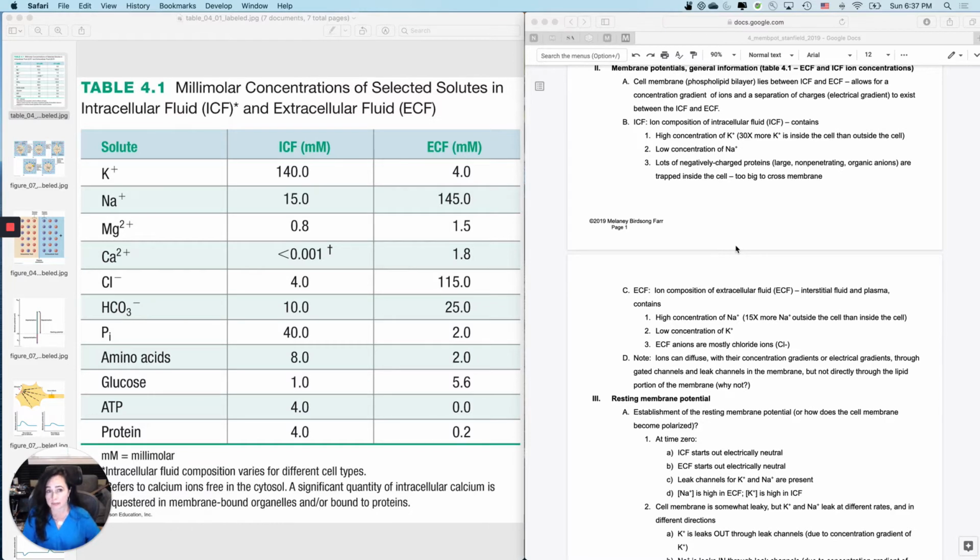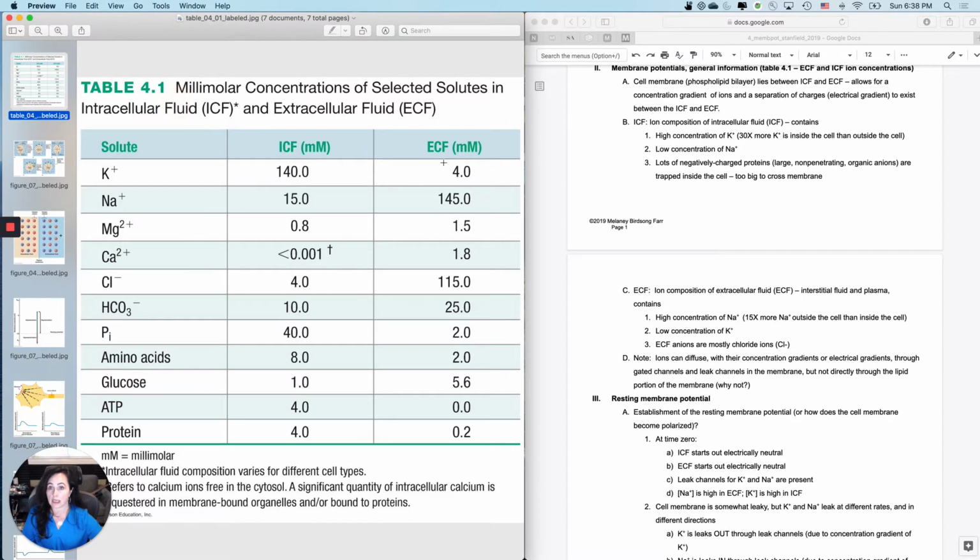So we are going to do membrane potentials, but before we do that, I want to start building something with you that I built quickly before. I'm going to build slowly this time to make sure that you actually get it. So let's talk about the cell membrane and then what's in the intra and extracellular fluid. This table that you're seeing right here, it's not something I expect you to memorize.